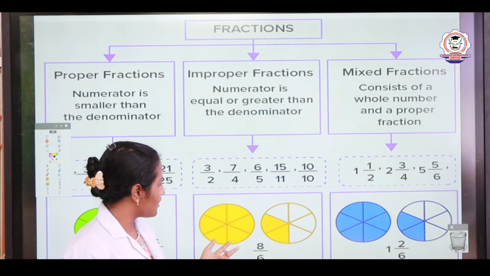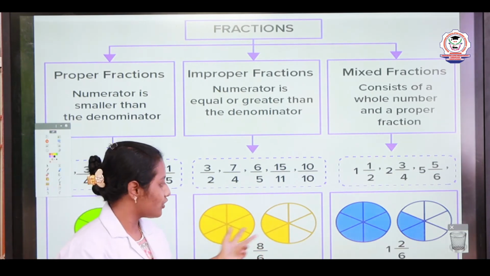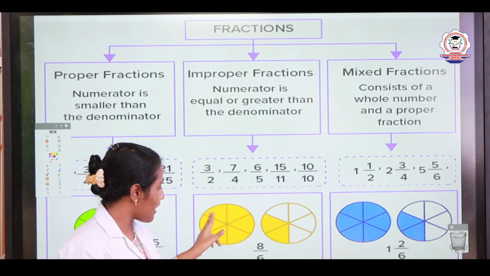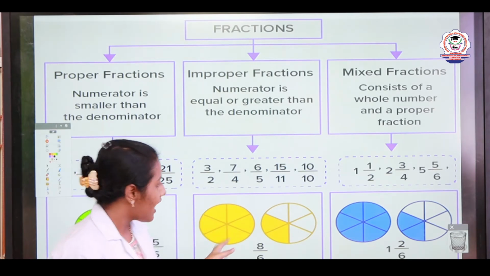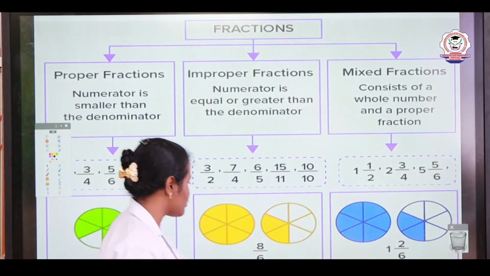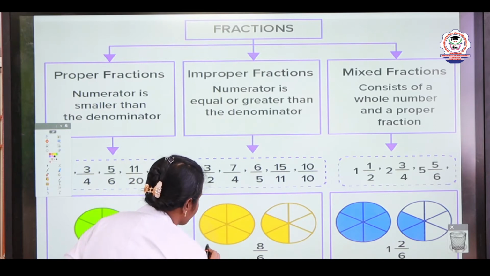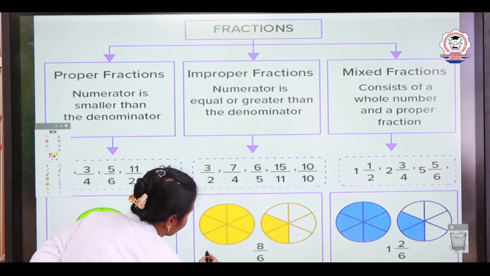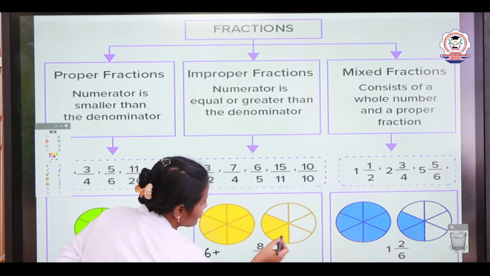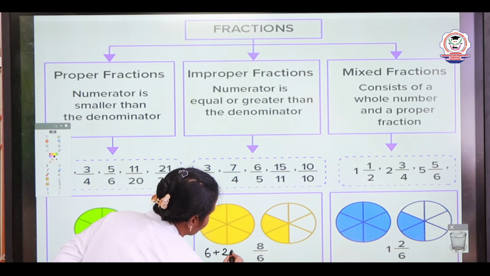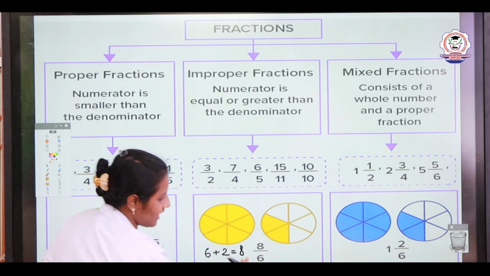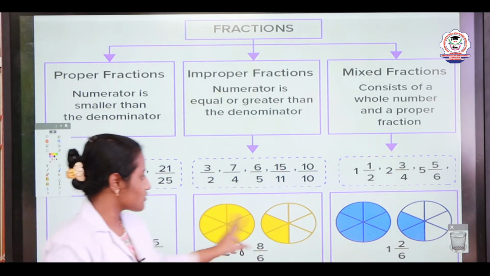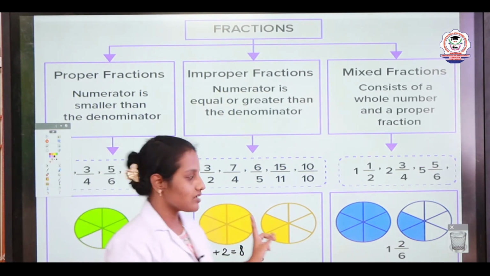See the next picture, my dear. They have given 2 circles, each divided into 6 parts. In the first picture they shaded the whole, all 6 parts, and in the second picture they shaded only 2 parts. So in the first picture they shaded 6 parts, plus the second picture's shaded 2 parts, so we get 8. So they gave the numerator as 8 and the denominator as 6. The 6 is common for both circles, the denominator of both.